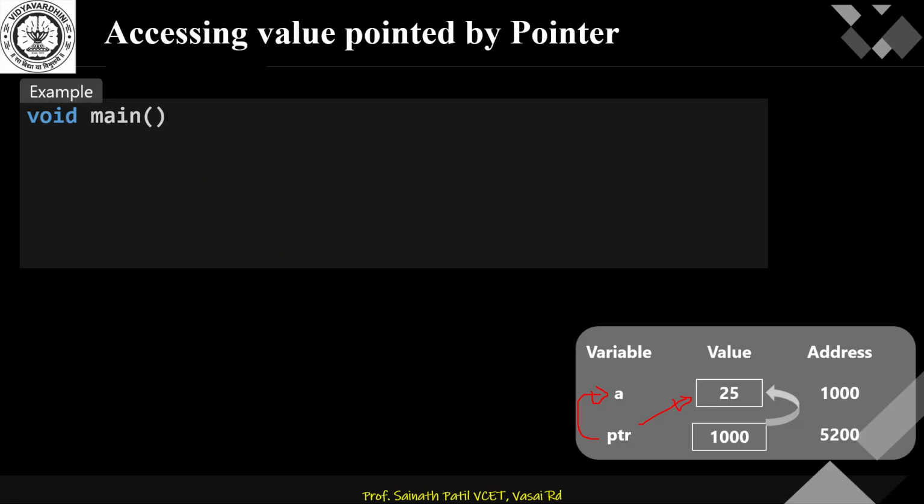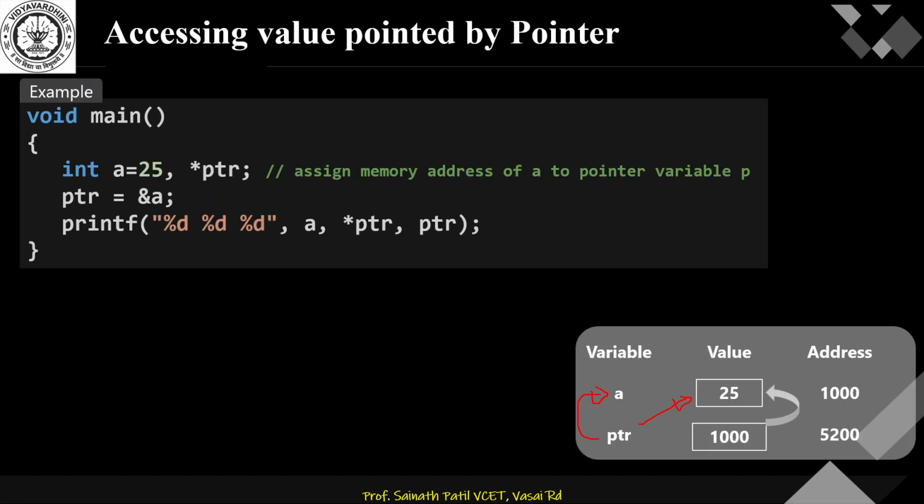So we'll see a simple example in void main. As usual, we have seen this: int a is equal to 25 declares a normal variable, and star ptr is the pointer variable. And using this statement, ptr is equal to &a, that is the address of a. Address of a is assigned to ptr. That means this statement will make ptr point to a.